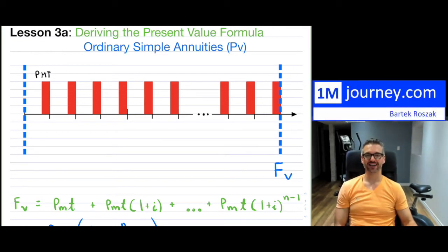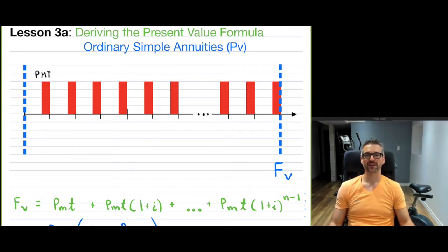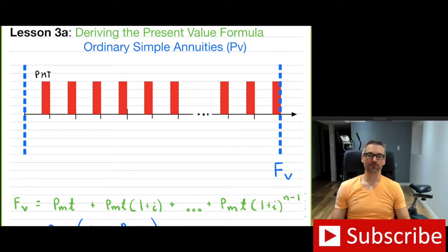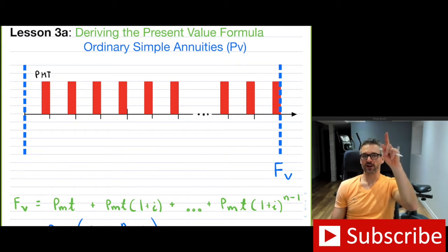Lesson 3. I guess it's 3A. For anybody crazy enough wanting to know where the present value formula for ordinary simple annuities comes from. So I have derived the formula for the future value, and you can definitely watch it. It will help you here. Okay, I've derived it. I'll put a link up above there for anyone who's interested.